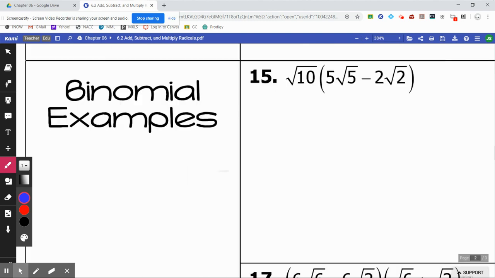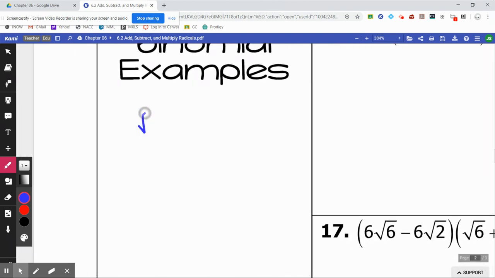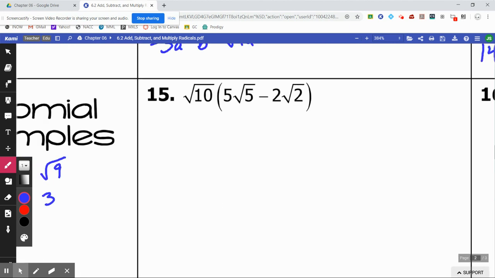Now, I do want to point something out, just a reminder. If you ever multiply a square root of 9 times itself, you get 9, the number inside. If you multiply a square root times itself, which is the same thing as squaring a square root, they undo each other, and you're just going to get the number in the radical. Remember that as we go through these problems.